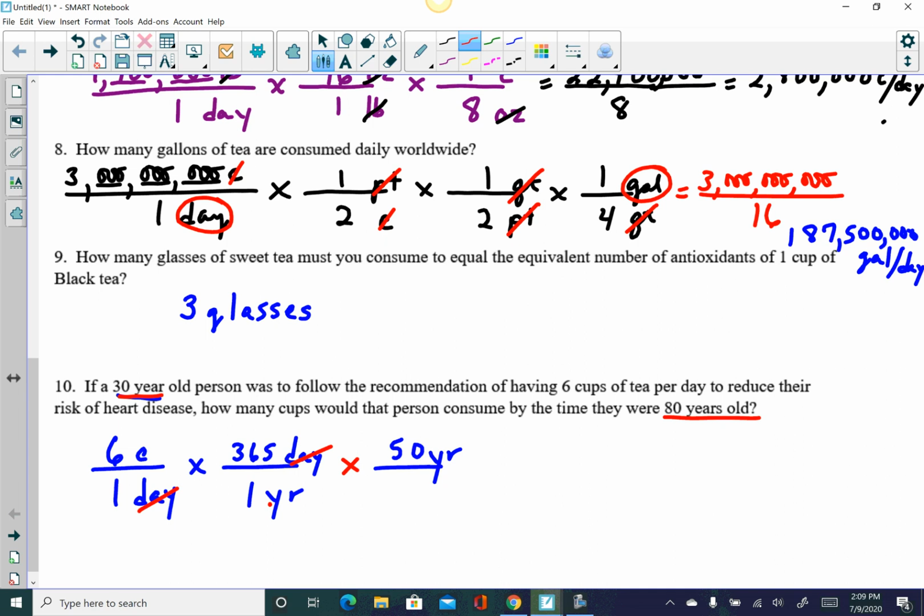Then at that point, years cancel out, and the only unit I have left are cups, and that's what I'm trying to figure out, is just how many cups that person would consume. So you would put in your calculator 6 times 365 times 50. And that would put you at 109,500 cups of tea. That's a lot of tea.